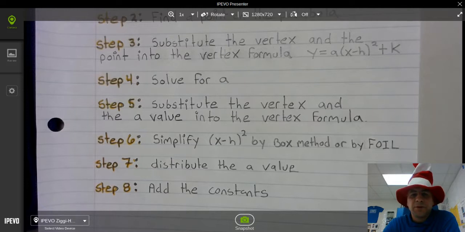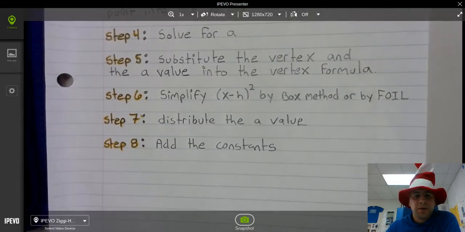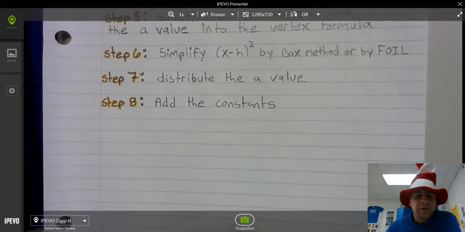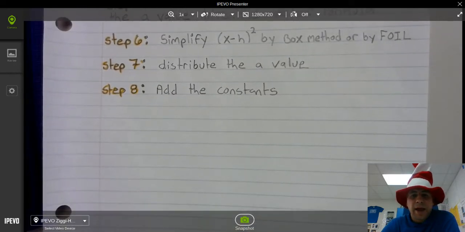Step 5, substitute the vertex and the a value into the vertex formula. Step 6, simplify the (x minus h) squared by box method or by FOIL. Step 7, distribute the a value. And step 8, add the constants. All right, so if you would, update your notes.